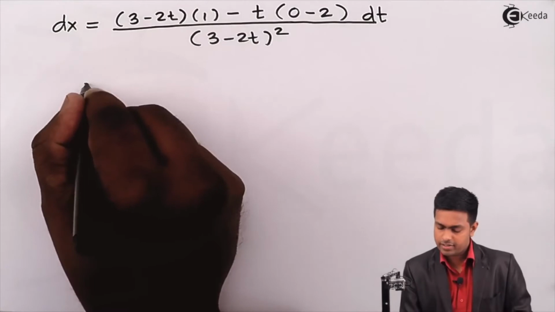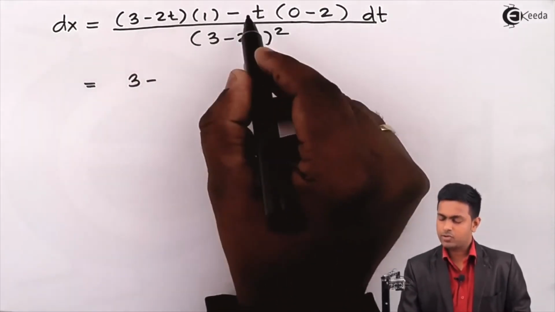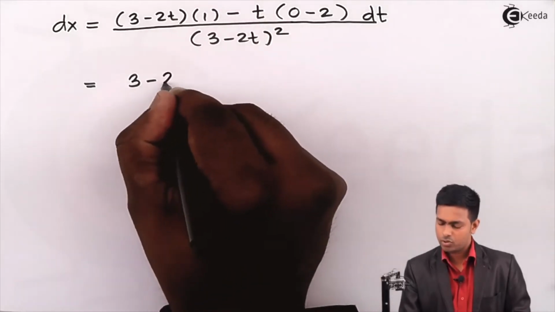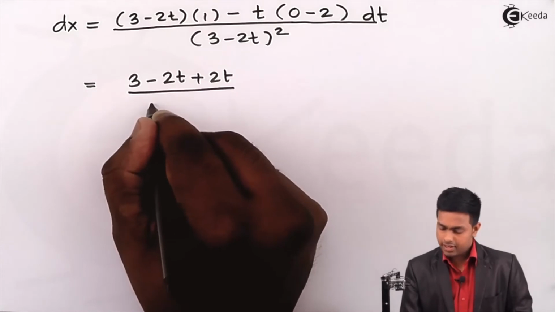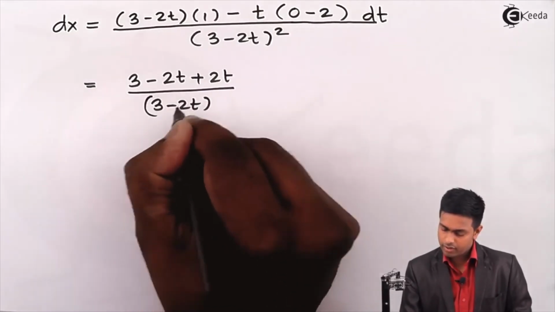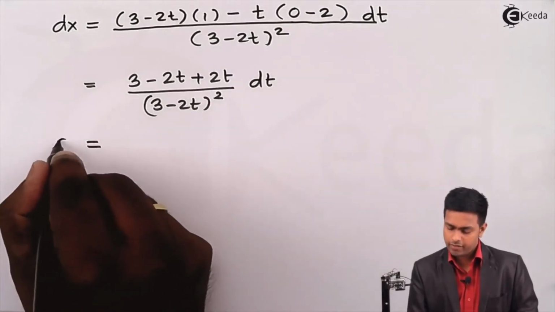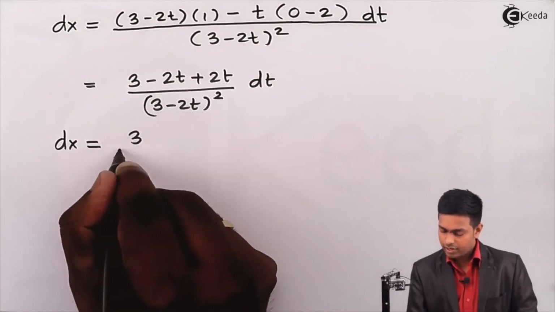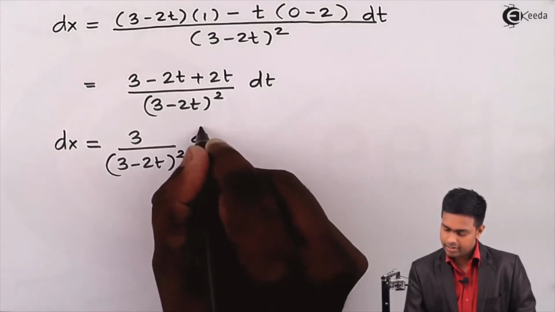Let's simplify this. This will give us 3 into 1, that is 3 minus 2t, and this will become minus minus plus 2t. So I'll rewrite this upon 3 minus 2t the whole square dt. Now we can cancel the 2t term, so we will get the value of dx as 3 by 3 minus 2t the whole square dt.